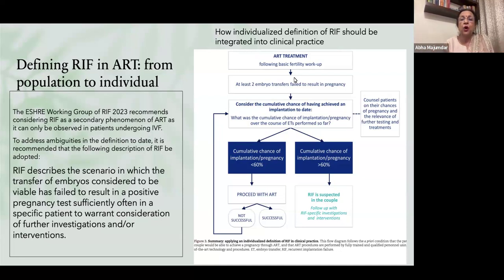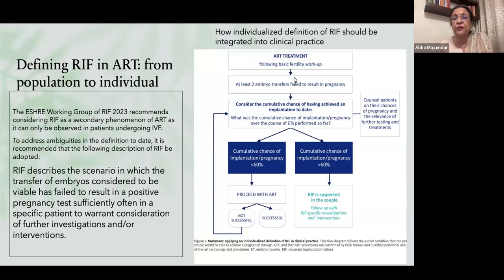Now, suppose your implantation rate is 40%. You've done 2 embryo transfers, so the implantation chances should have been more than 60%. In that case, suspect RIF. But if your cumulative chance of pregnancy was less than 60%, say you've got a 15% implantation rate, you've done 2 embryo transfers twice, and you've not reached the 60% mark, what do you do? Proceed with another embryo transfer. Don't start investigating or even labeling her as RIF.